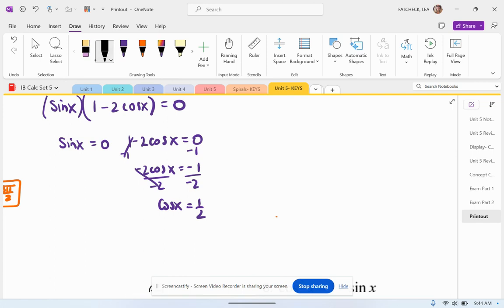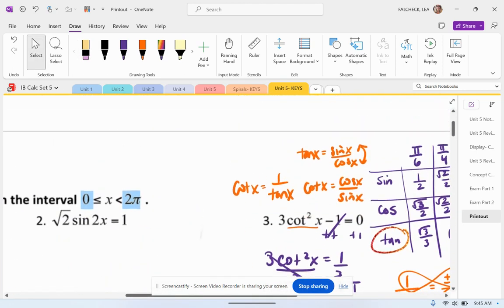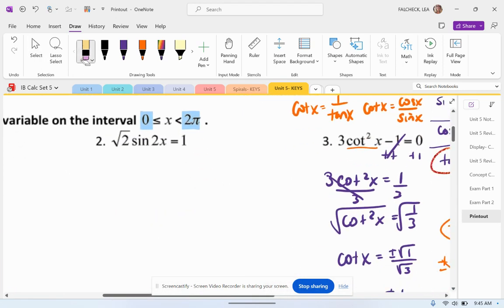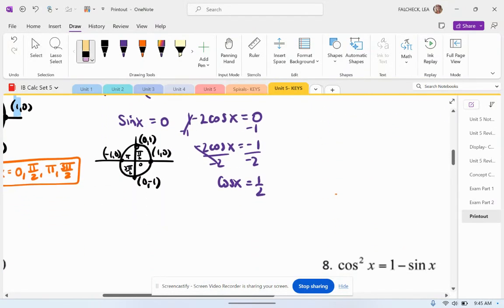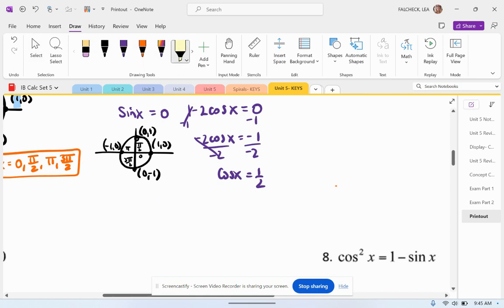I'm going to want to draw the unit circle to solve this guy. Okay. Since we're in the interval that's going from 0 to, where does it say? 0 to 2 pi, and I'm not including 2 pi. I'm just going to erase the 2 pi from over here so I don't accidentally include it. Okay. So now I've got sine x equals 0.